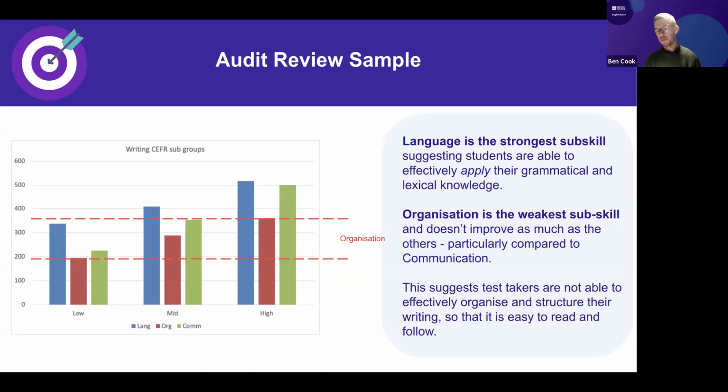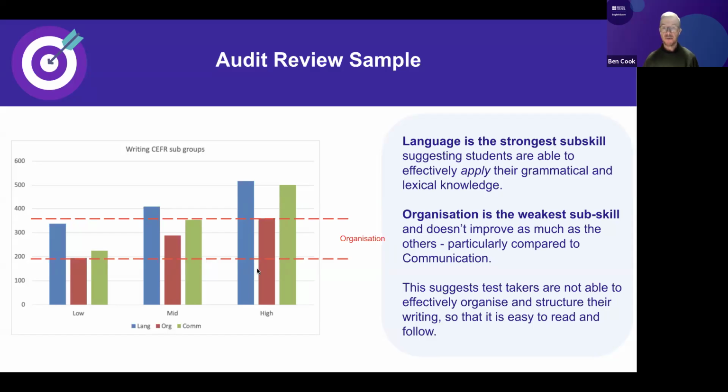And this was really useful for this particular institution, who were able to say, okay, great. It looks like our students are doing really well in the language, so the grammar and vocabulary when they're writing. They're doing really well at the communication side and getting the message across. But where they're struggling is around the organization, so things like coherence and cohesion. And this was a really powerful, useful insight for them to say, well, that's obviously an area that we need to focus on in our writing skills development going forward.